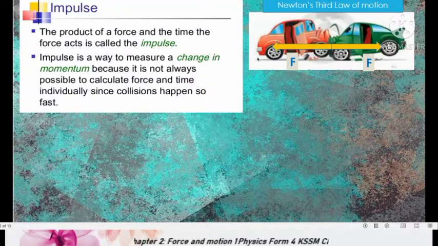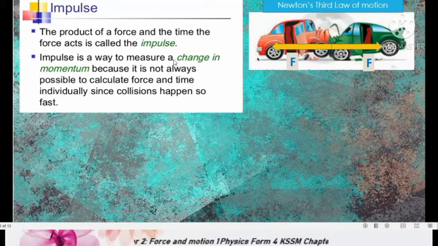So what is the name of the force that acts during this collision or accident? The force that acts is called impulsive force. Okay, before that, let's look at the term impulse. What is the meaning of impulse? The product of a force and the time the force acts is called the impulse, meaning force multiplied by time of impact.